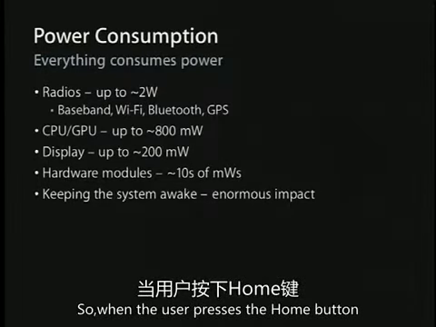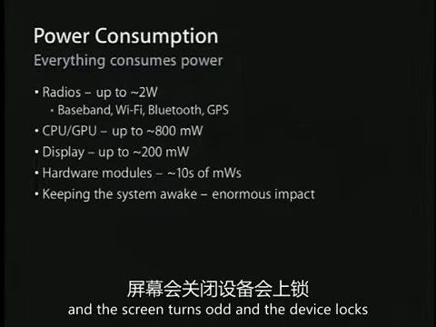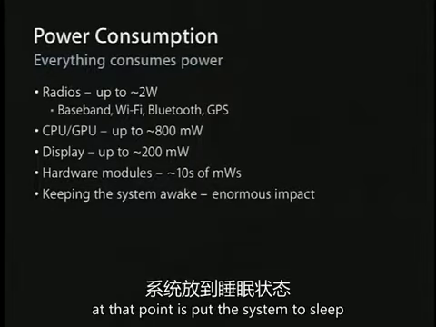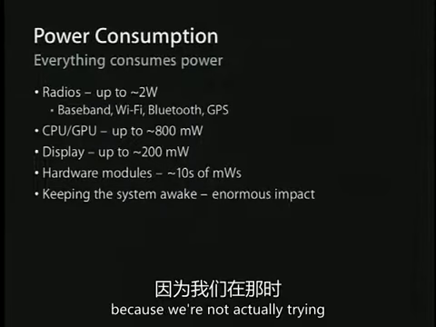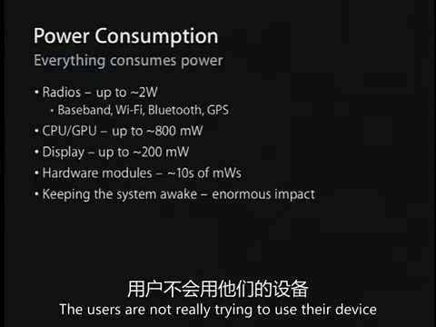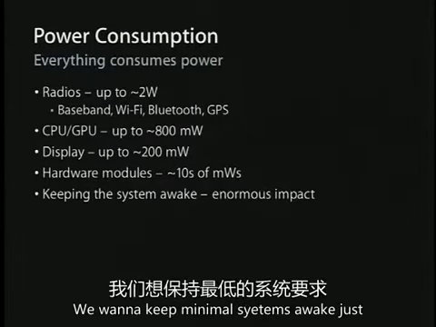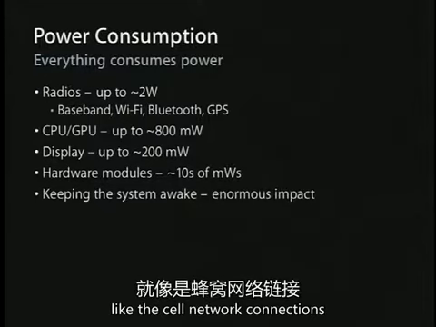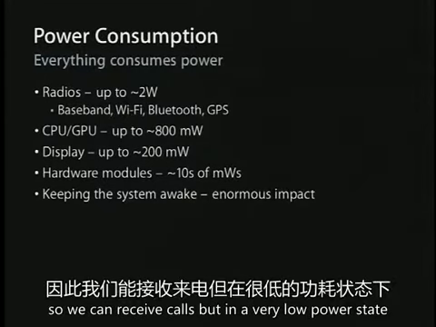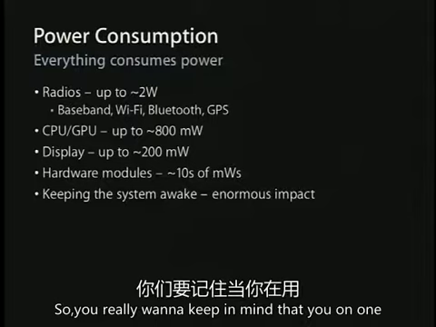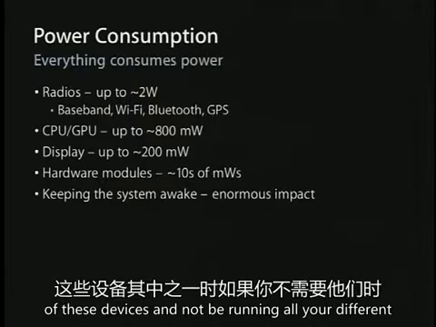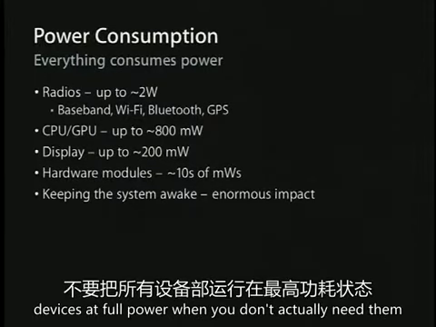So when the user presses the home button and the screen turns off and the device locks, generally what we want to do at that point is put the system to sleep. We don't want to be actively running the CPU, because we're not actually trying to compute anything at that point. The user's not really trying to use their device. We want to keep minimal systems awake, just like the cell network connection, so we can receive calls, but in a very low power state where we're not doing a lot of transmitting. So you really want to keep in mind that you're on one of these devices and not be running all your different devices at full power when you don't actually need them.